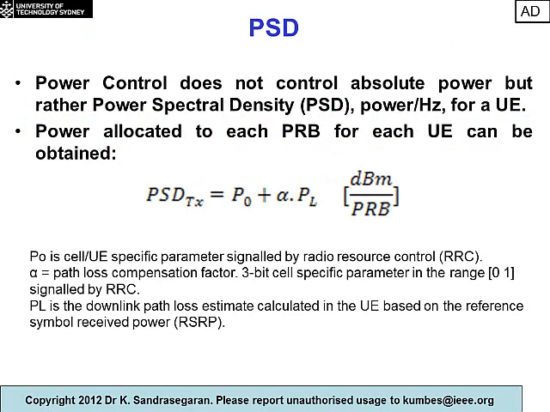So essentially power control does not calculate the absolute power, but the power spectral density for a UE, accounting mostly for path loss.